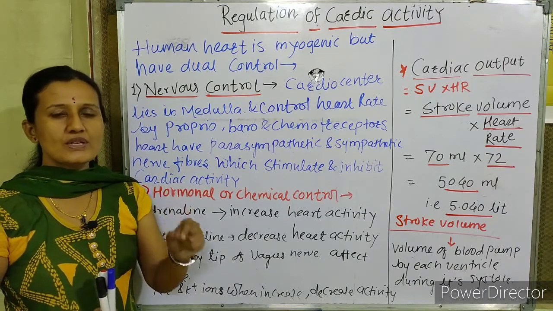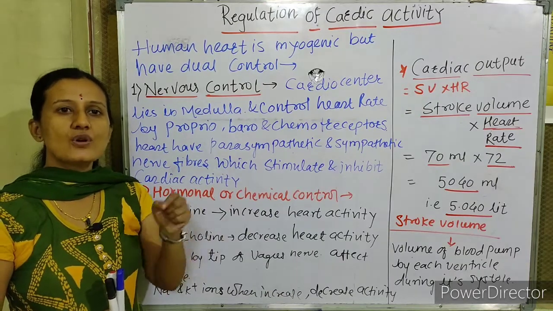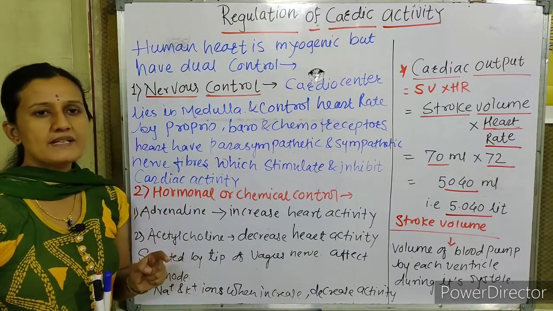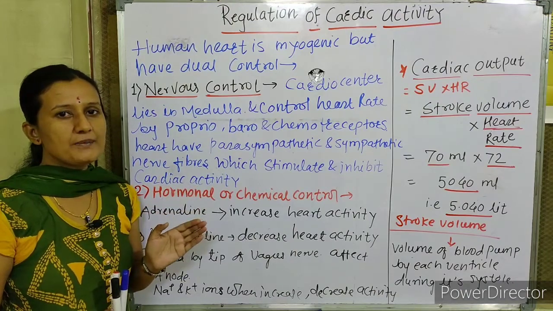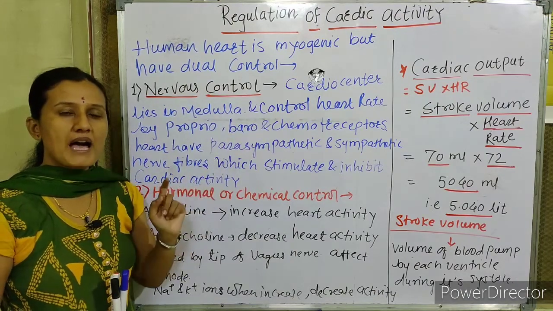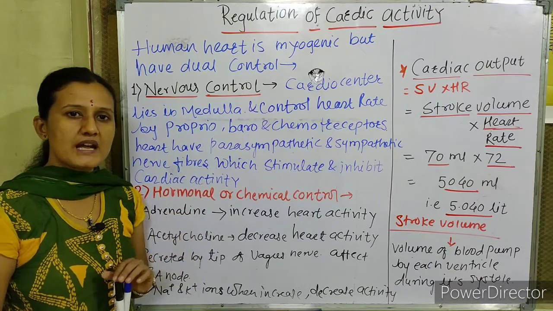And during the systolic activity of the ventricle, during its contraction, what happens exactly? The right ventricle pumps deoxygenated blood to the lungs by the pulmonary trunk or pulmonary artery.